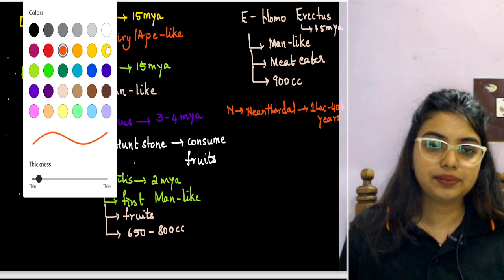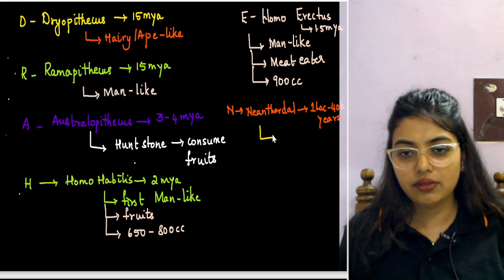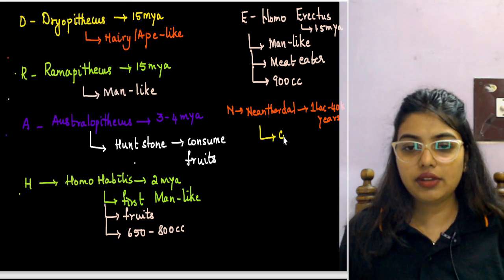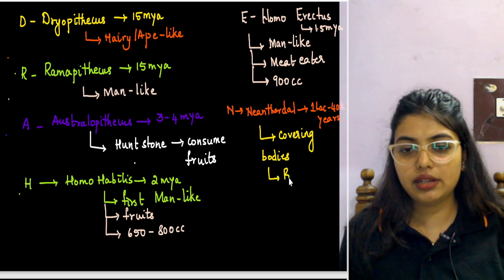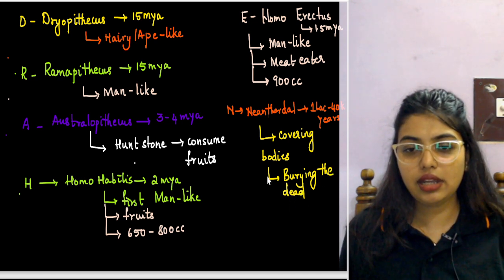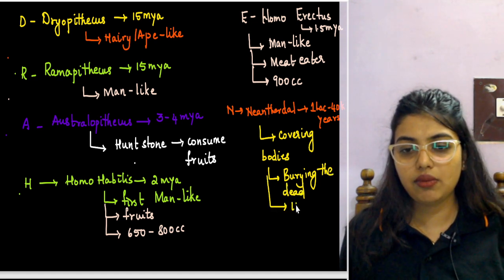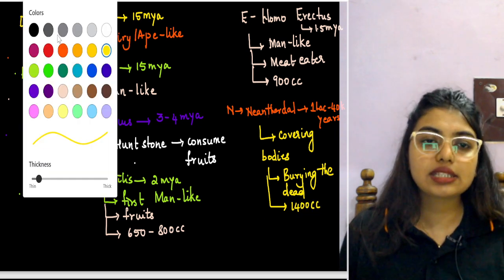Now they were covering their bodies, burying the dead, and they had a brain capacity of 1400 cc. So little cultural things they started seeing.